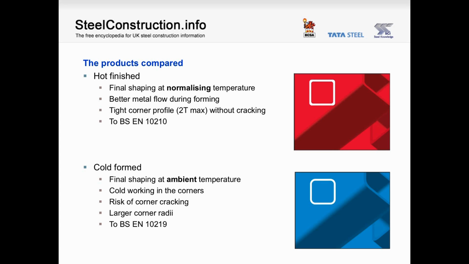In the case of the cold formed product, this final shaping process is done at ambient temperature. The steel is taken up to and beyond yield, and in the corners there is a risk of cracking. To reduce this risk of cracking, larger corner radii are used relative to the hot finished process.